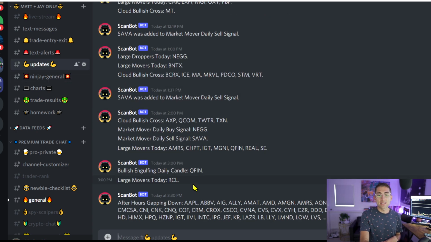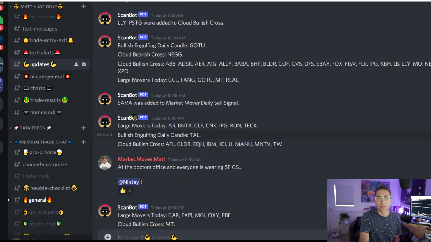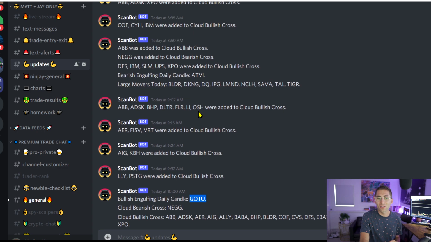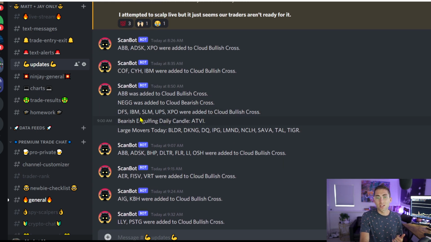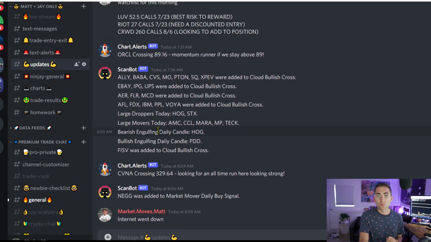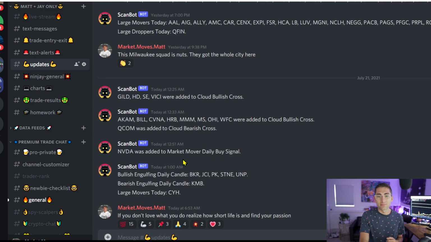So they're in the updates tab. If we go to engulfing candles, let's see if any of them came out in the Discord. Large movers, go-to was engulfing. I don't think I really like that one though. Let's just keep scrolling. Look at all these other alerts I got up. Cloud bullish, big movers, bullish, bullish, bullish, bullish. Yeah, the cloud bullish ones come like all the time.